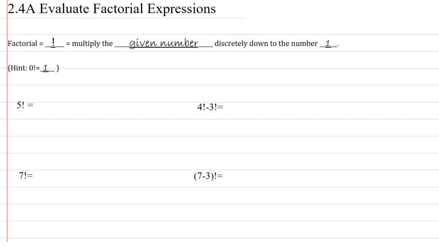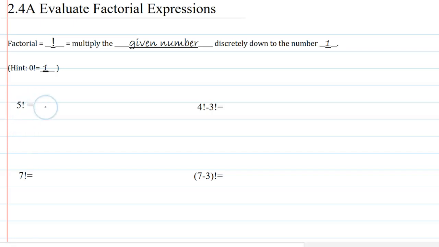Factorial expressions. A factorial is denoted by an exclamation point. What you do is you multiply the given number discretely down to the number 1. Discretely means you're only using the natural numbers. Here's a hint: the factorial of 0 is 1. This is what it looks like.